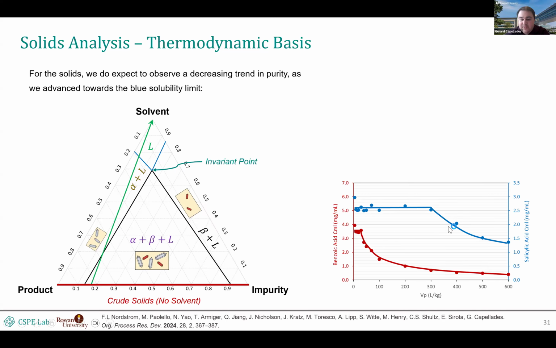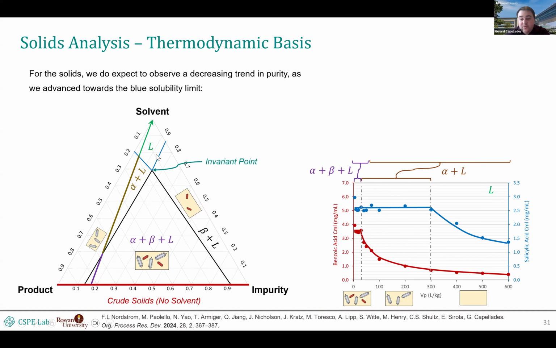So you have the same slip test that I showed you before. You have the alpha plus beta plus liquid region that's right here. That's this purple region in here, right? And eventually you cross the alpha plus liquid region in which the impurity has dissolved completely. And eventually you go into the liquid region in which you have full dissolution of both.